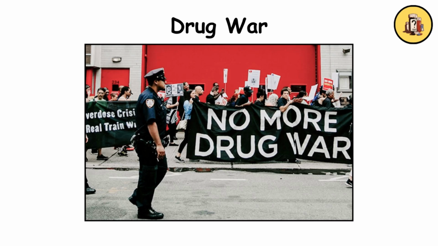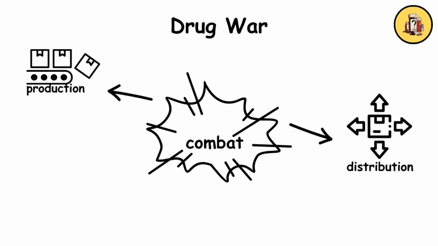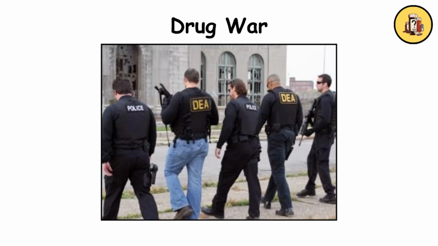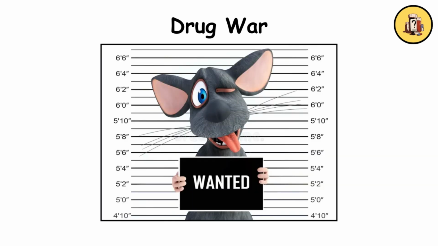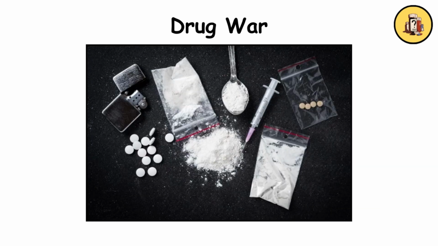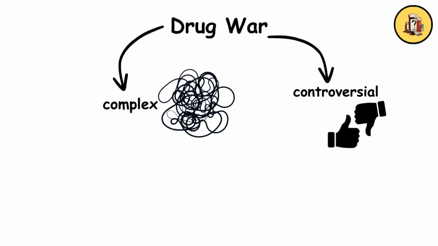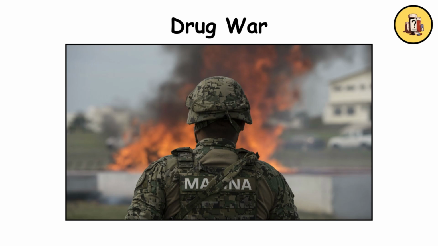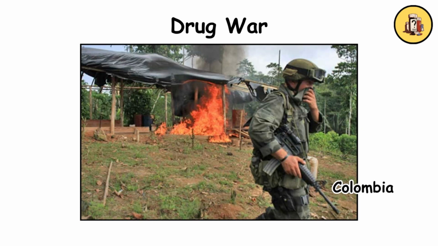Drug war. A drug war refers to a government's efforts to combat the production, distribution, and use of illegal drugs within its borders. These efforts typically involve law enforcement actions, such as arrests, raids, and seizures. Drug wars can be complex and controversial, often leading to human rights abuses and unintended consequences, such as the rise of violence and the expansion of organized crime. Examples include the ongoing drug wars in countries like Mexico and Colombia.